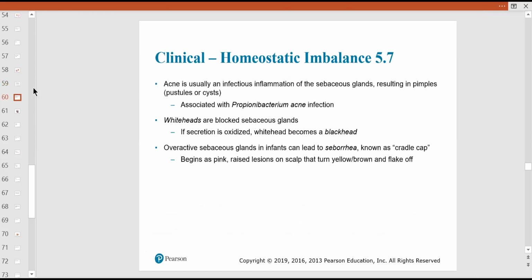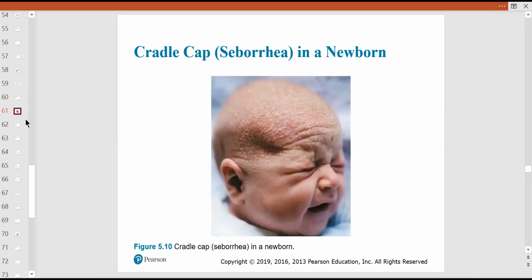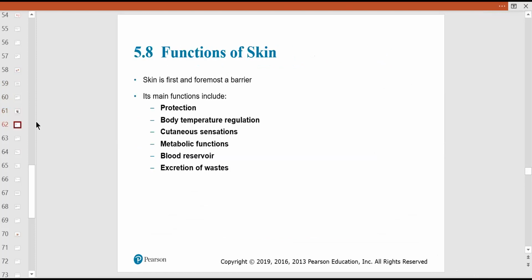Unless you want to be a dermatologist soon. And this just goes on. Again, this is more lecture. I'm not going to go into that. Whoa, that's seborrhea. Yeah, that's really cradle cap.